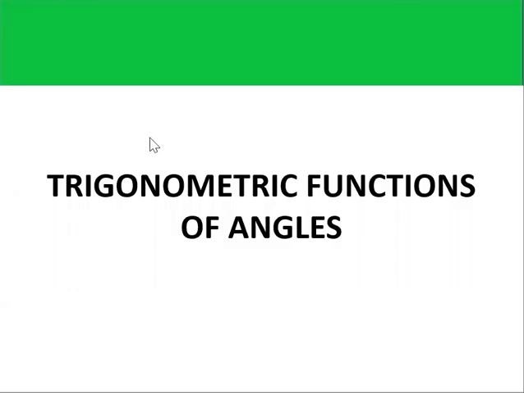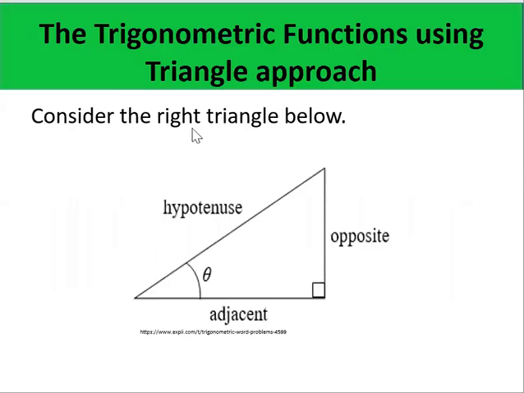Hello everyone. In this video, we shall discuss how to derive the values of the six trigonometric functions, or six circular functions, given values of specific angles theta. Now we start off by considering the right triangle below. And this is a right triangle because it contains an angle that is equal to 90 degrees.